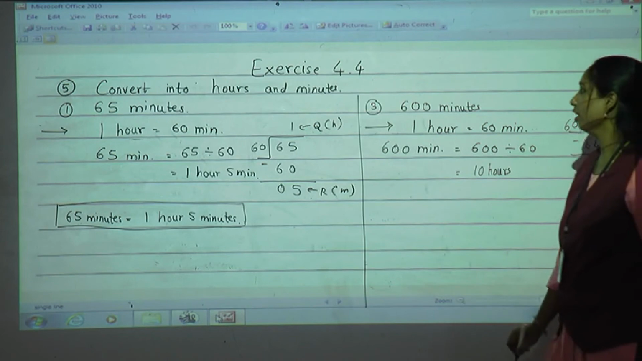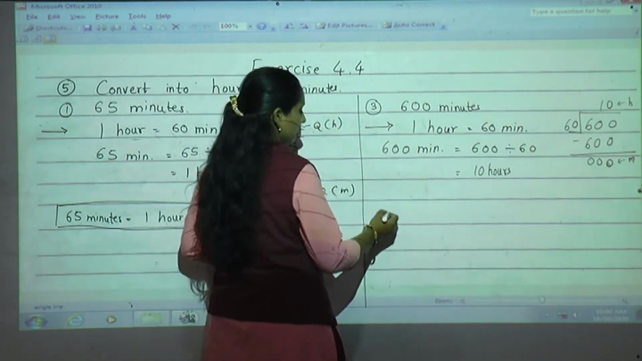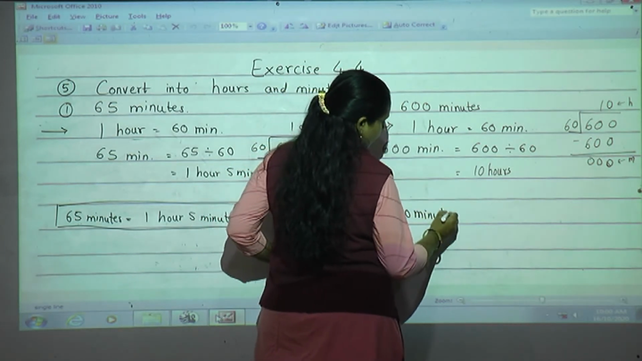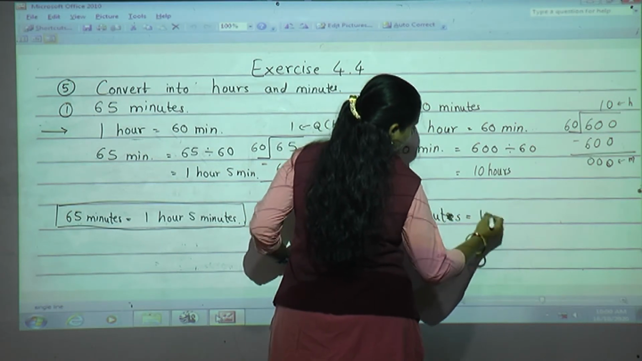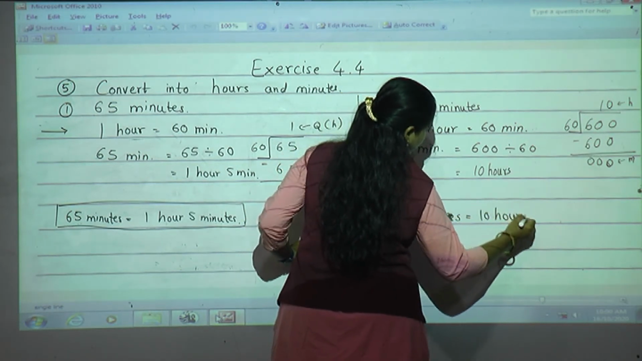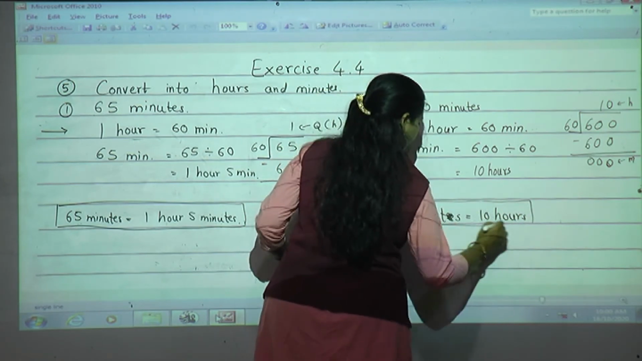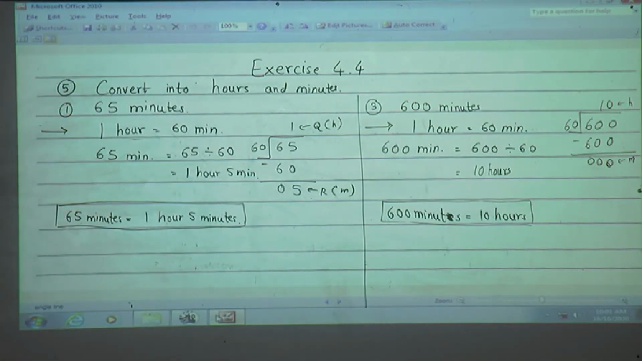hours. Okay. So write once again the question and write the answer. 600 minutes is equal to 10 hours. Do the bracket with pencil and scale. Okay? Clear? Yes, very good. Now, one last example I'll solve for you.